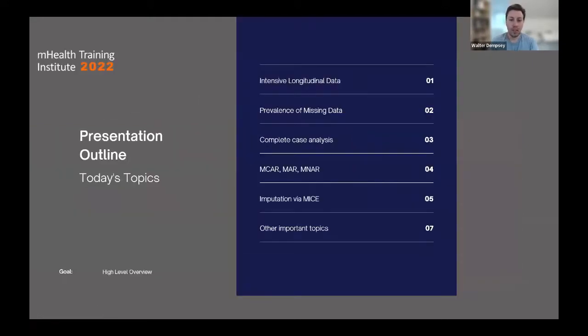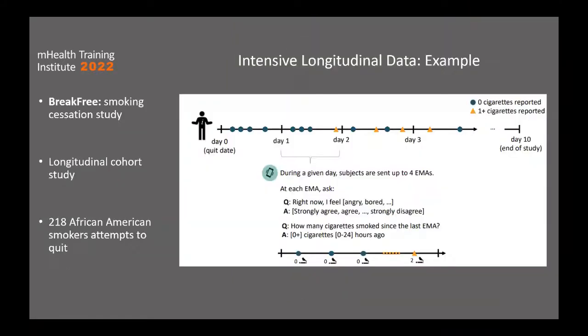So let's just start with some intensive longitudinal data. I just want to focus on a definition and then talk about the prevalence and then jump into complete case, some missing data assumptions, imputation, and other topics. All right. So what is intensive longitudinal data? I assume most of you have seen a definition. You know, it's longitudinal data collected intensively over time.